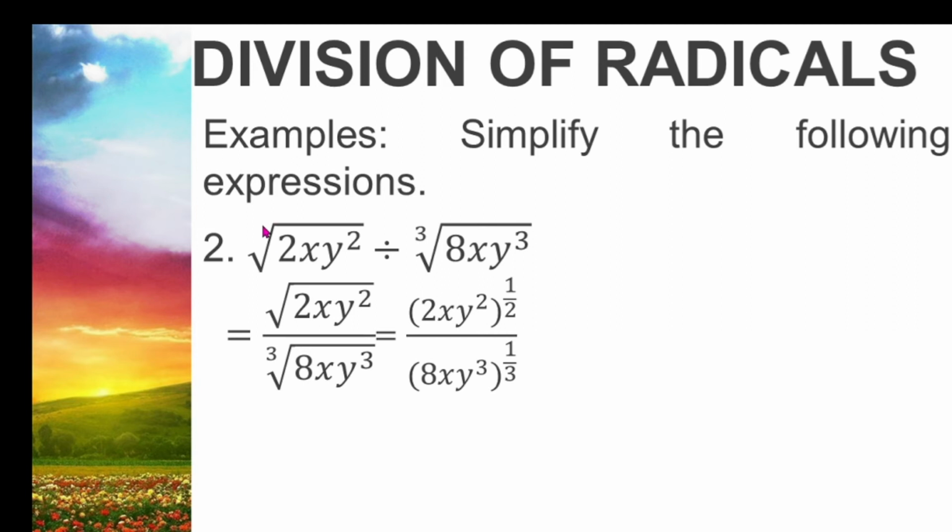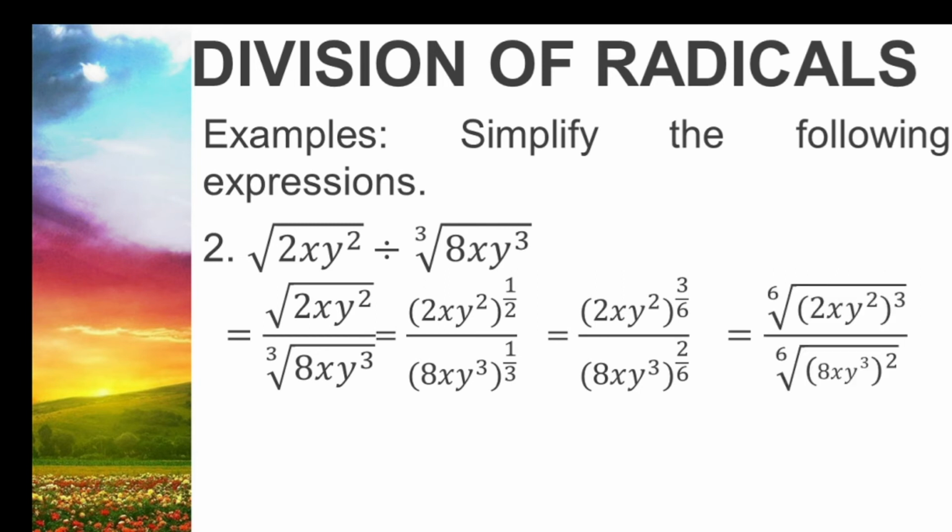We change the fractional exponents into equivalent fractions. So therefore, we have quantity 2xy squared raised to 3/6 over quantity 8xy cubed raised to 2/6. So we can change it back to radical expression: the 6th root of quantity 2xy squared raised to 3 over the 6th root of quantity 8xy cubed raised to 2. So therefore, we have the 6th root of 8x cubed y raised to 6 over the 6th root of 64x squared y raised to 6.